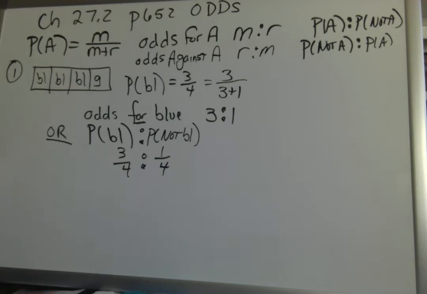See, there's a special form for odds. They have to be integers. So you can imagine, it's kind of like algebra. Multiply both sides by 4. There's your 3:1. Let's do another one.